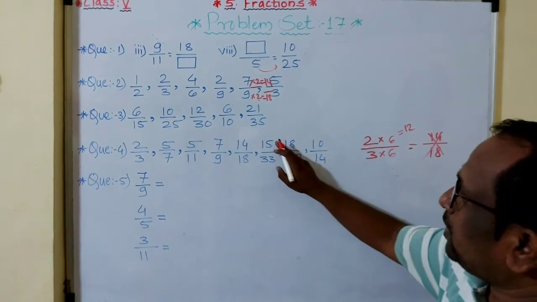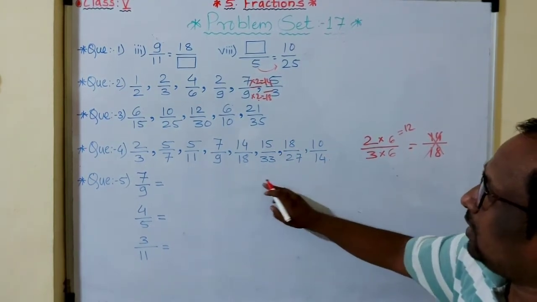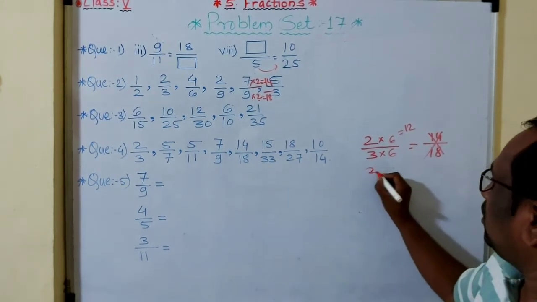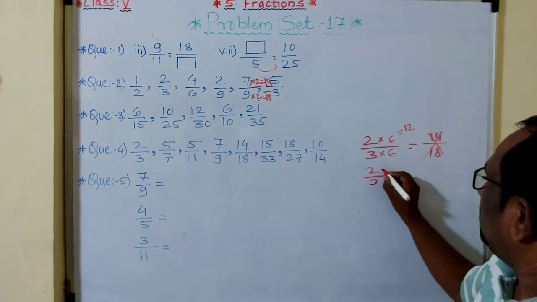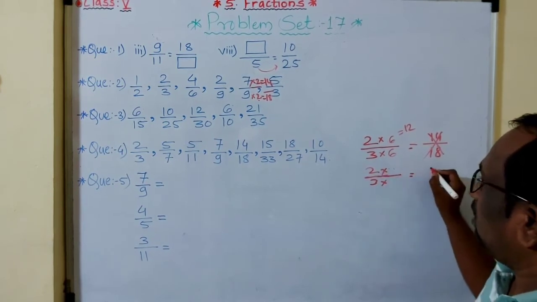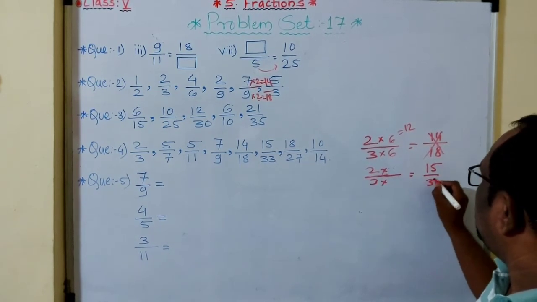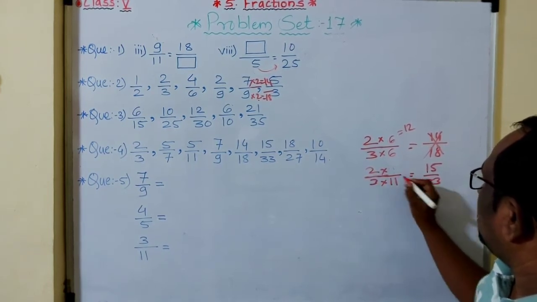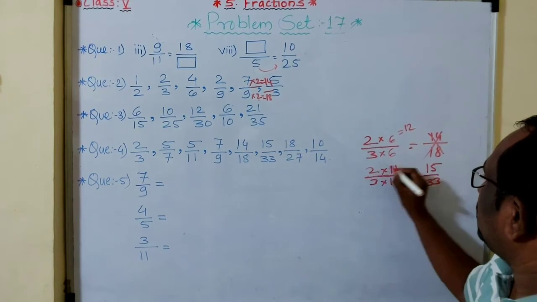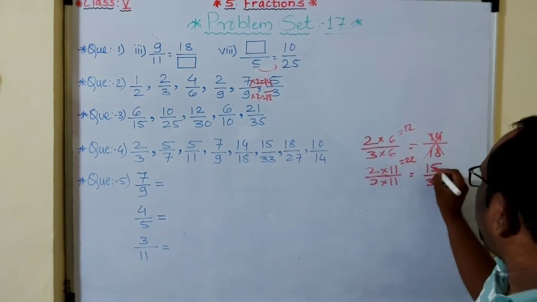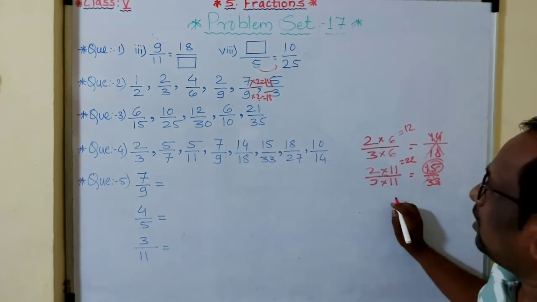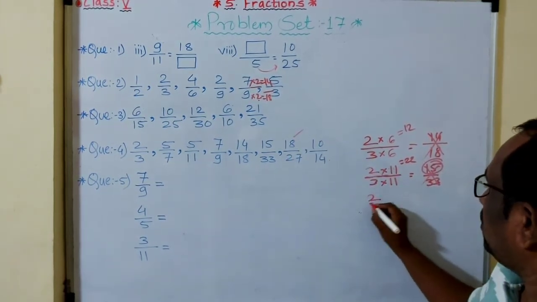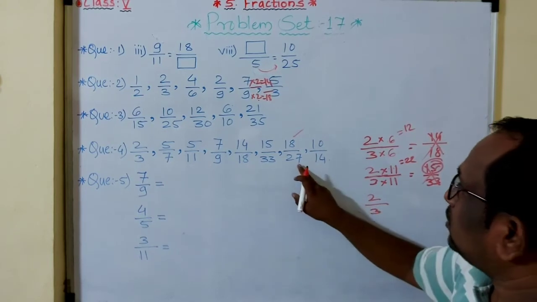Okay. Then 15 upon 33. We'll try this again. 2 upon 3, multiply, here 15 upon 33. Okay. So 11 3s are 33. So here again 11 2s are 22, but here 15 is given. So this is also not pair. Okay. So now we'll check this one, 2 upon 3, 18 and 27.